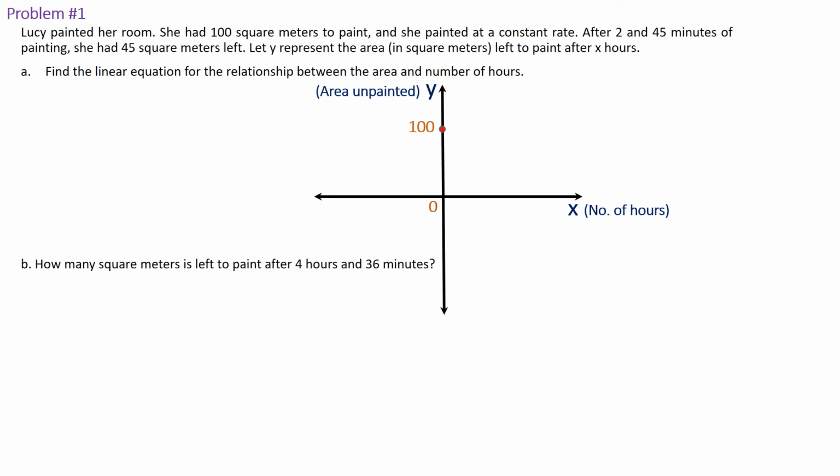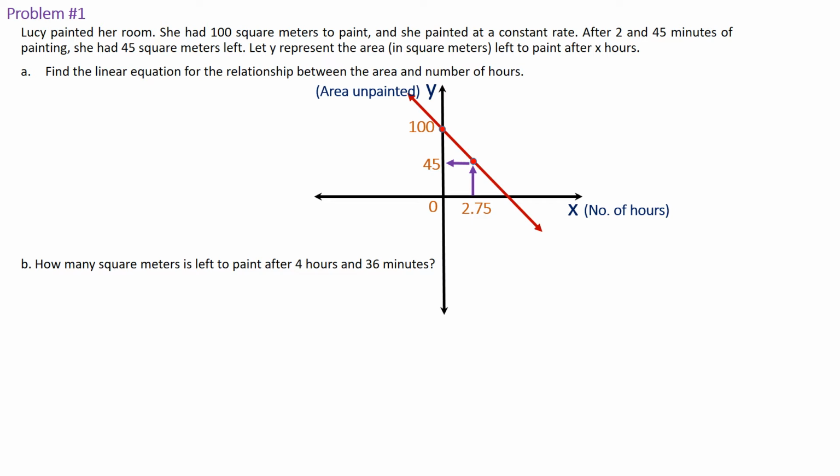And then based on the given, after 2 hours and 45 minutes of painting, she had 45 square meters left. Now 2 hours and 45 minutes means 2.75. Why 0.75? Because 45 minutes is 0.75 of 1 hour, or 60 minutes. So 45 out of 60 is 0.75. That's why it's 2.75 hours. And so if you're going to graph the dot, it's going to be here, with its y, which is 45. And if we connect these two dots, we will have a line.